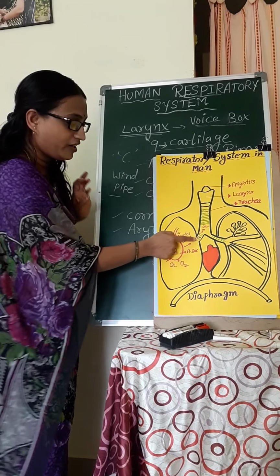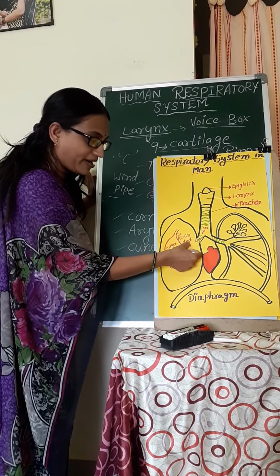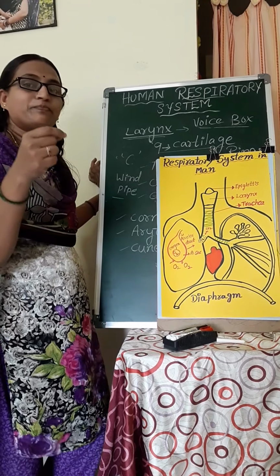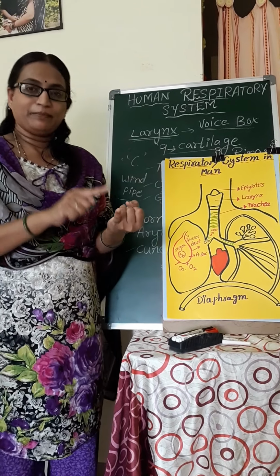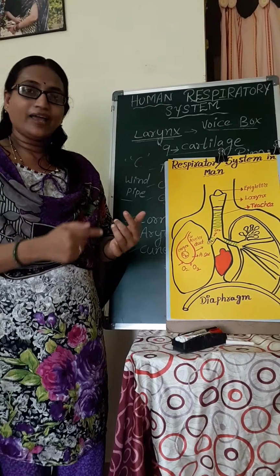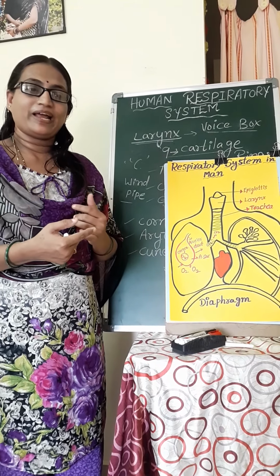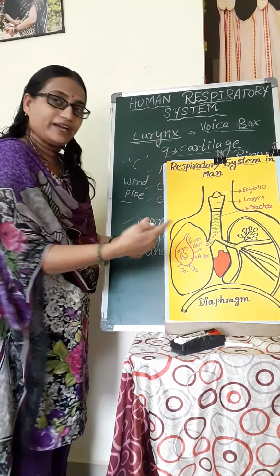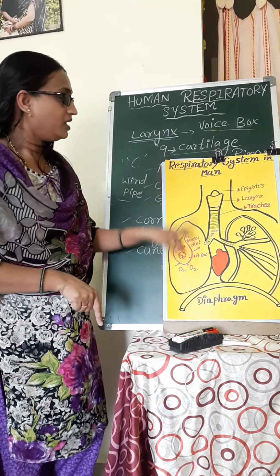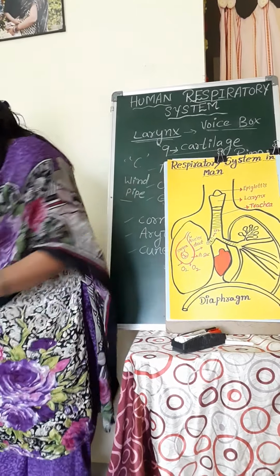See here, after dividing into the main branches, we call them bronchi. This bronchus divides into primary bronchi, secondary bronchi and tertiary bronchi. Again, these primary, secondary and tertiary bronchi are redivided into bronchioles. For our easy understanding, there is a flow chart.